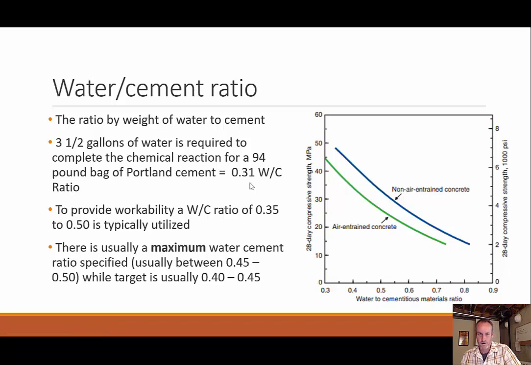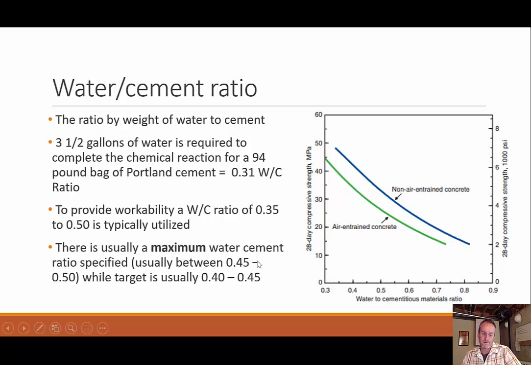Now that is not very workable, and no one would be happy if you said we had to have a 0.31 water to cement ratio. So we're going to add a little bit more water to make it more workable, but there's that fine line. Too much water, you lose strength. Too little water, it's not workable. So to provide workability, we're really saying from 0.31, we're going to bump that up to 0.35. That's still really low. Up to 0.5. So somewhere in that range is really what we're saying to make the concrete workable and still keeping our strength.